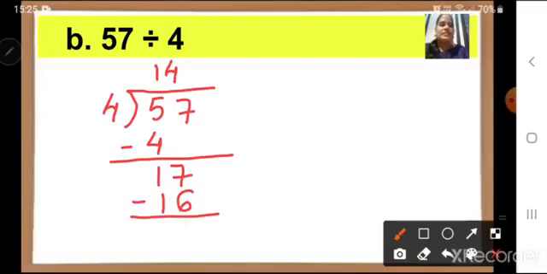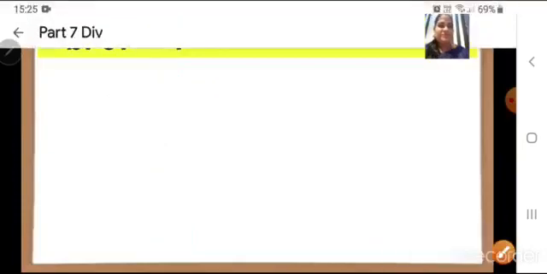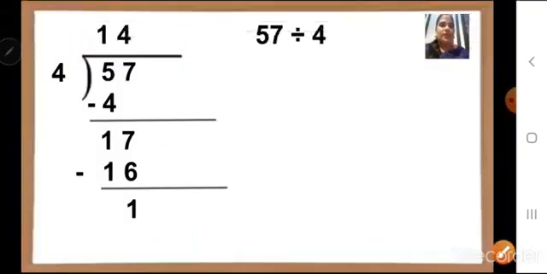17 minus 16 is equal to 1. Okay, or 7 minus 6 is equal to 1. 1 minus 1 is 0. So our remainder is 1. Children, here only we have to stop because there is no other number in the dividend, correct? So number 1 is our remainder and number 14 is our quotient. Note down, children.